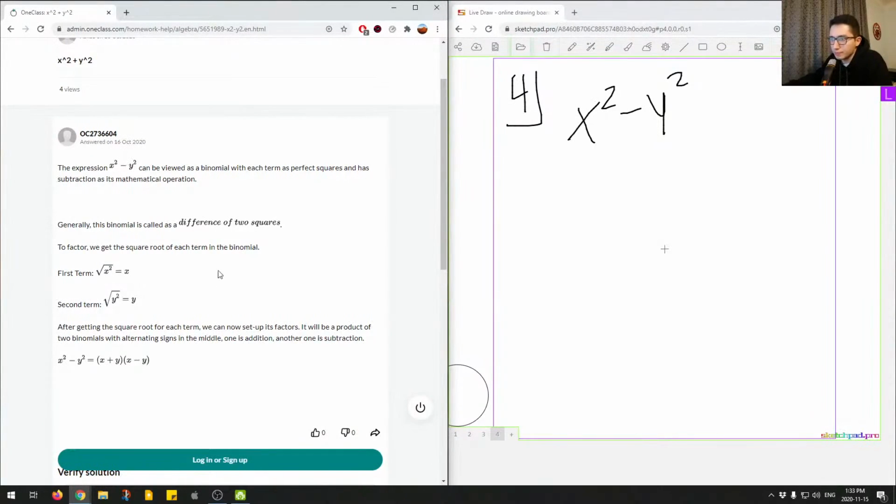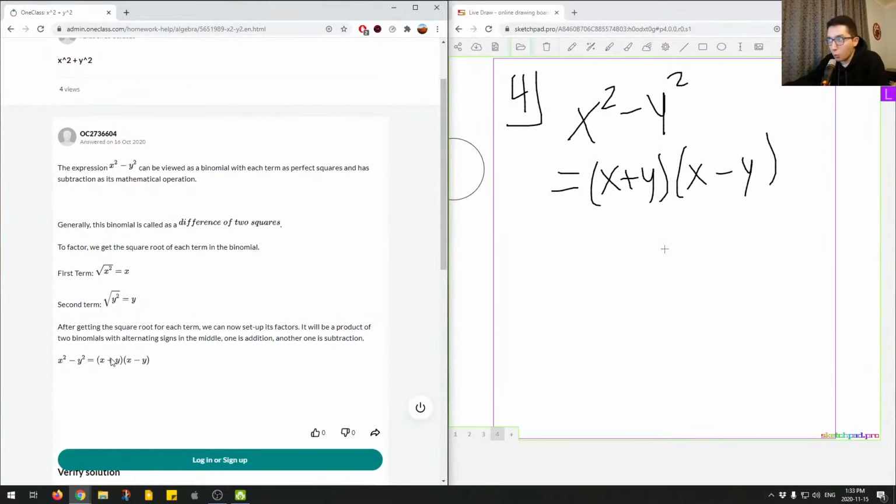And essentially, if you have two components here, and you can square root each one, so x squared square rooted, as shown here, is just x, y squared square rooted is just y. This is the format it ends up being. So it'll be a product of two binomials with alternating signs in the middle. One is addition, one is subtraction, so as shown here. So this would be equivalent to x plus y and x minus y.